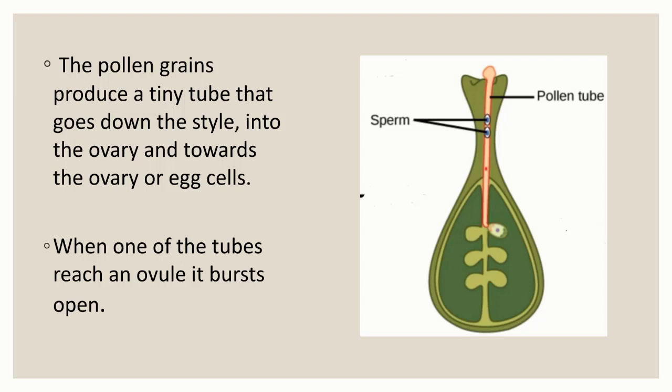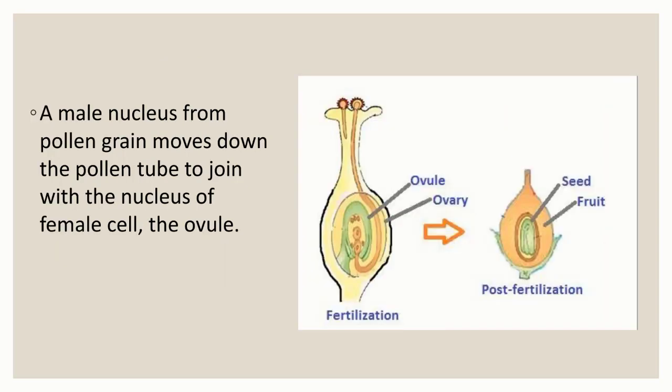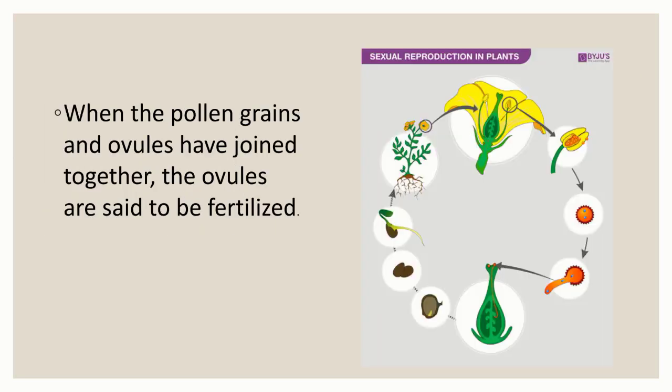When one of the pollen tubes reaches the ovule, it bursts open. A male nucleus from the pollen grain moves down the pollen tube to join with the nucleus of the female sex cell, the ovule. When the nuclei of pollen grain and ovule have joined together, the ovules are said to be fertilized.